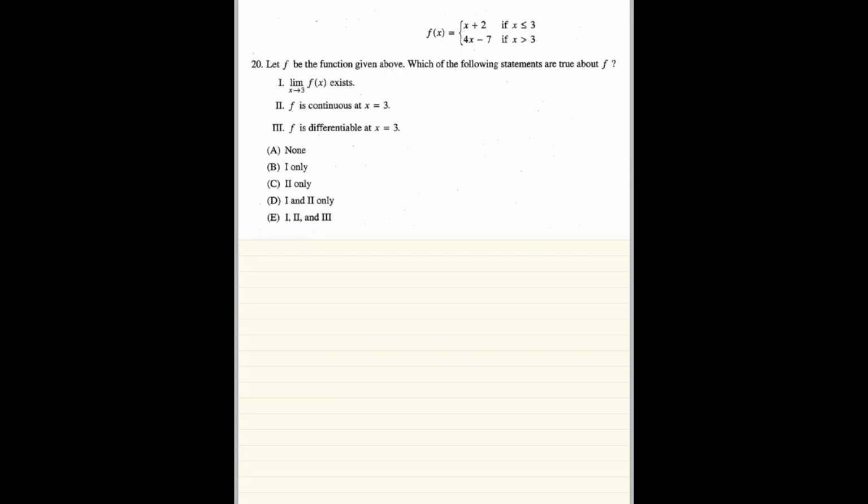Okay, in this problem, let's take a look at this. This is a piecewise defined function. I know that's a line. I know that's a line. Lines are always continuous, but they broke up those lines at 3.